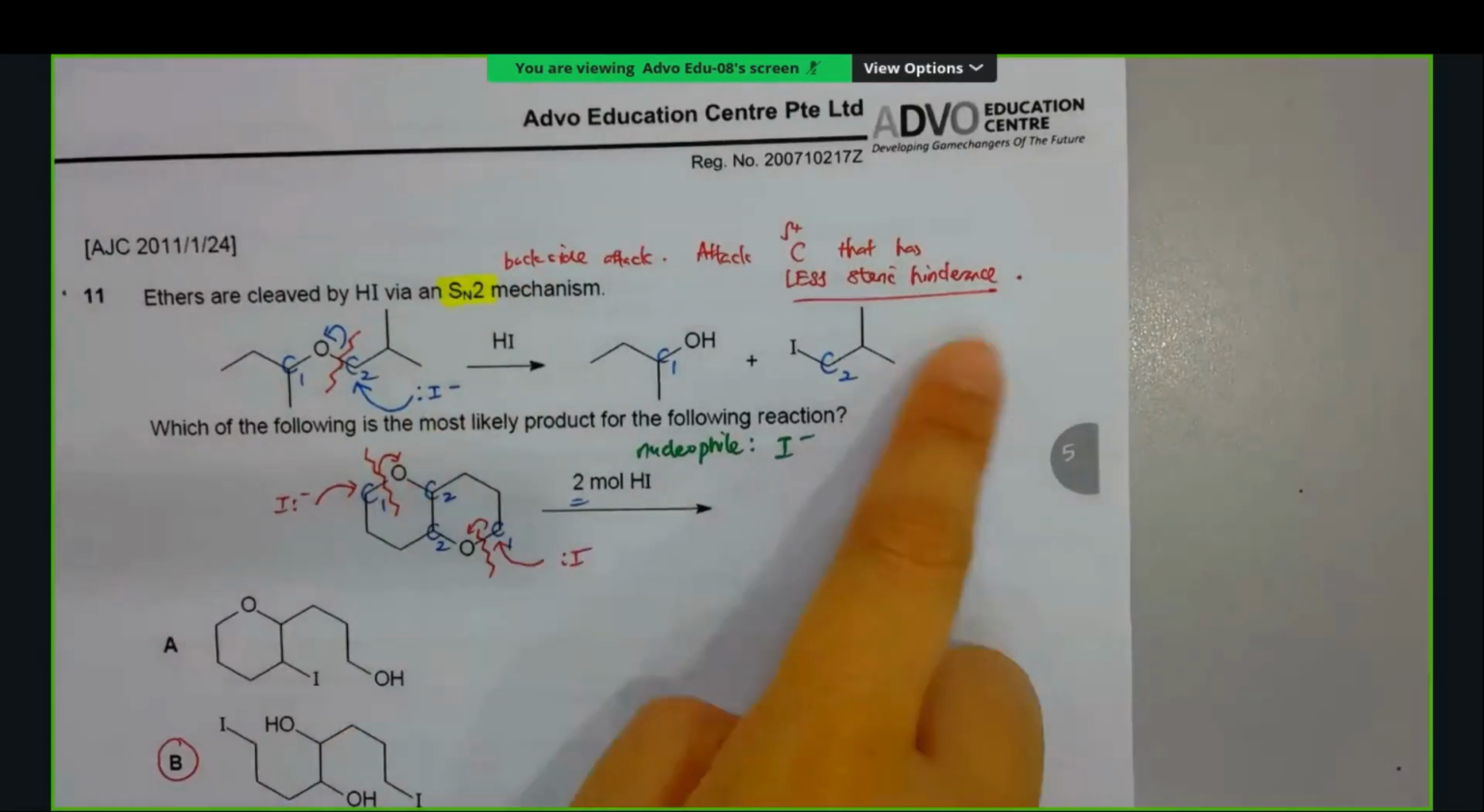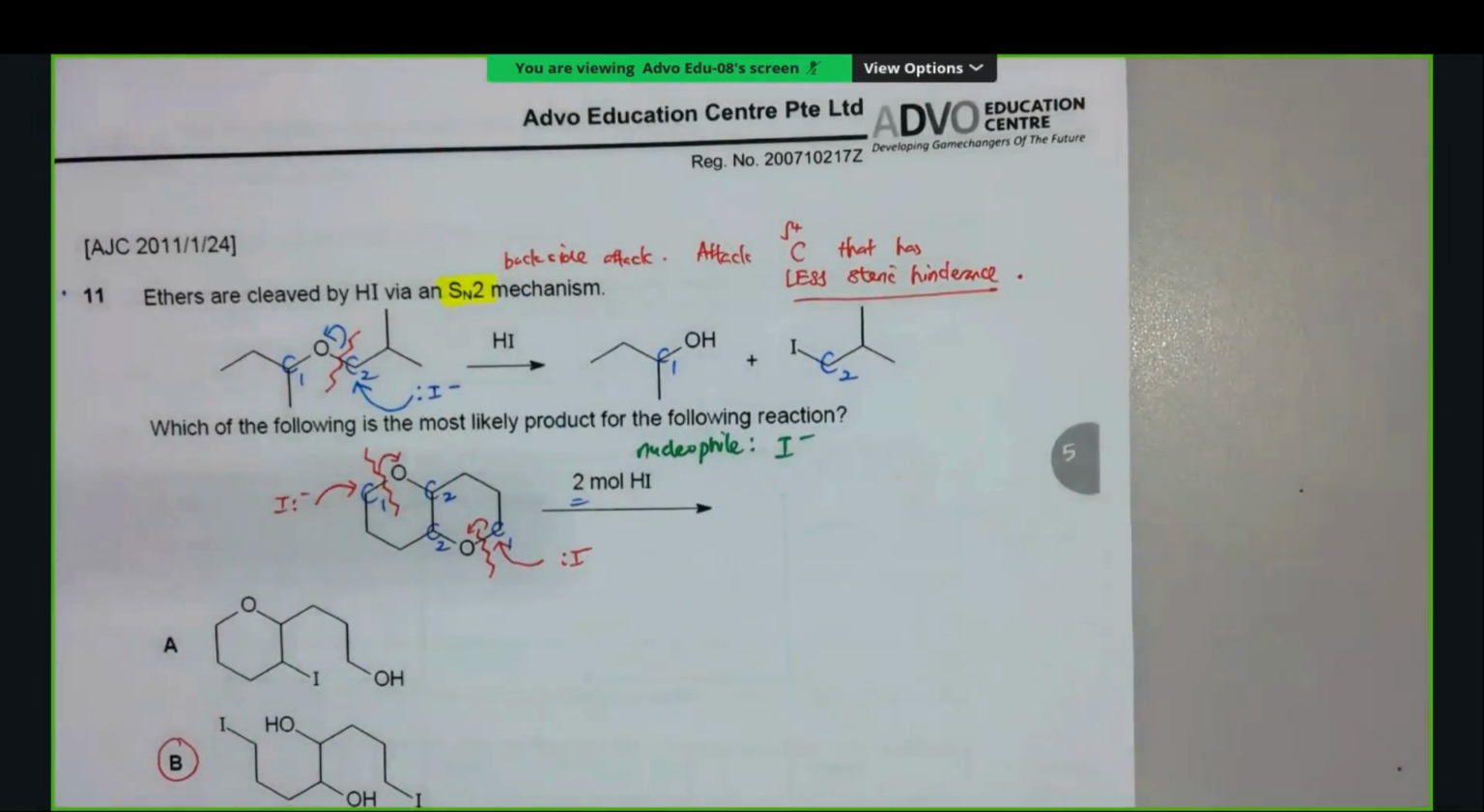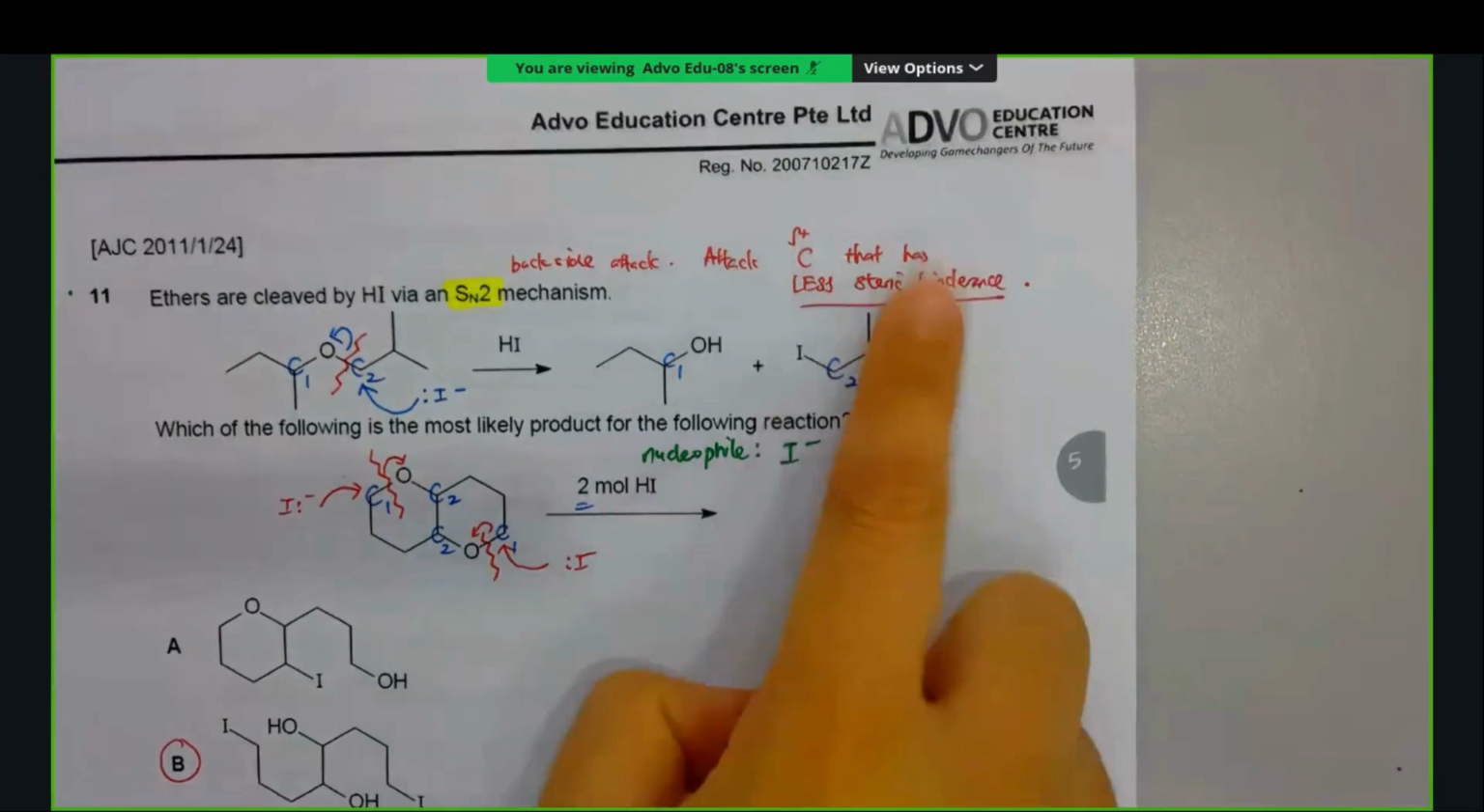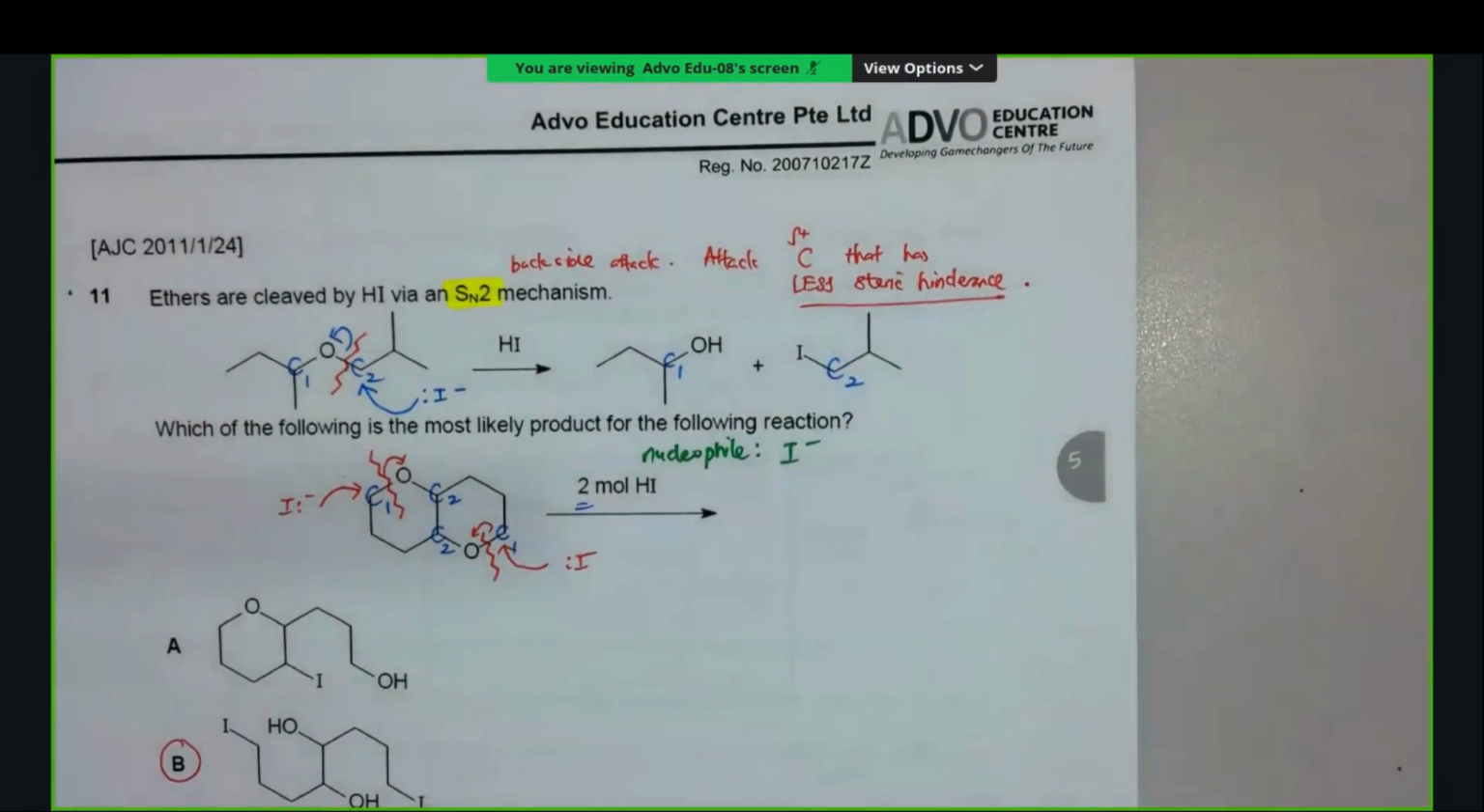But how do you know whether to break at the one or the other one? You compare which carbon has less steric hindrance, because SN2 goes by backside attack, so the carbon itself has to have less steric hindrance. If it's SN1, then your nucleophile will attack the carbon that is more substituted. That is the origin behind SN1 and SN2. Please take this down: for SN2, the nucleophile has to attack the carbon that has less steric hindrance.